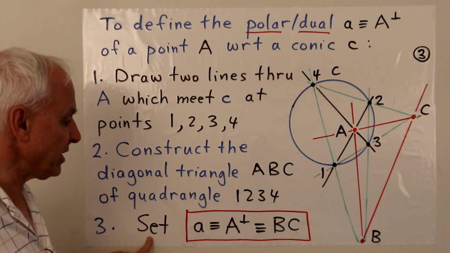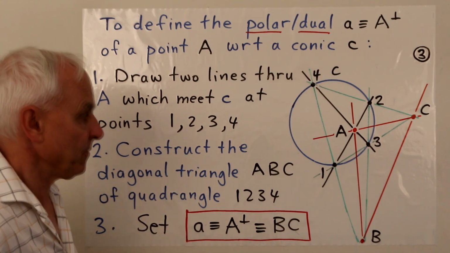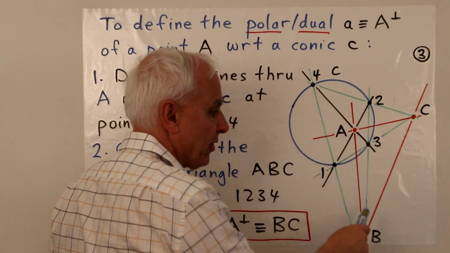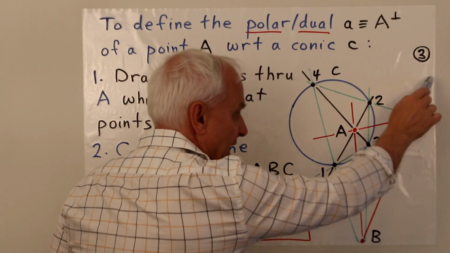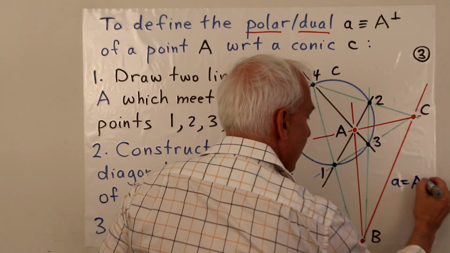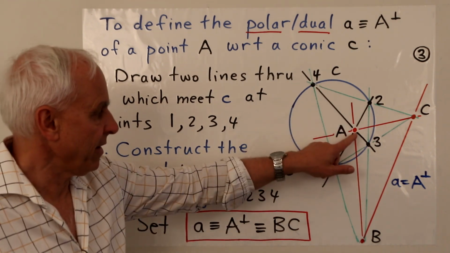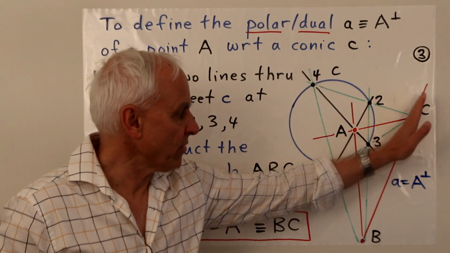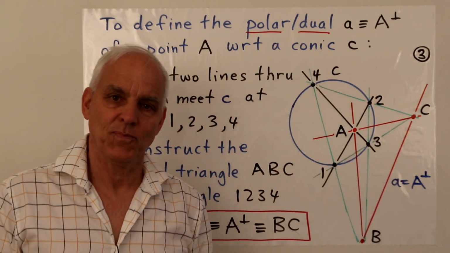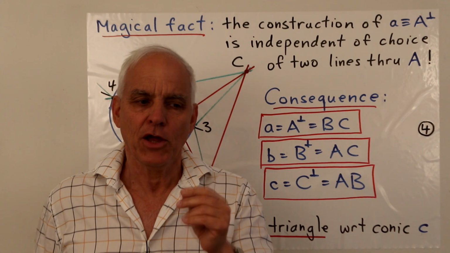Okay, and now what we do is we set little a, the dual of capital A, to be the line BC. We started with A, constructed 1, 2, 3, 4 this quadrangle, did the diagonal triangle construction, found B and C, and now we join B and C and we define this line to be the dual of the point A. We start with A, we use the conic to create this line here. That's the dual line of the point A. That's Apollonius' construction.